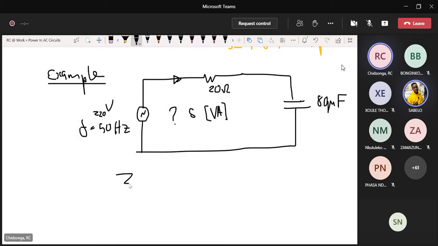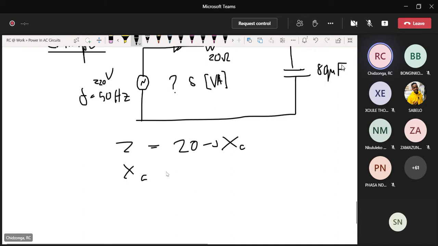So, my friend Sabelo, the impedance is 20 minus jXC. XC is simply 1 over omega C, and this is 1 over 2 pi times 50 times 80 microfarad. Sabelo, can you calculate that number and give me 2 pi times 50 times 80 microfarad?